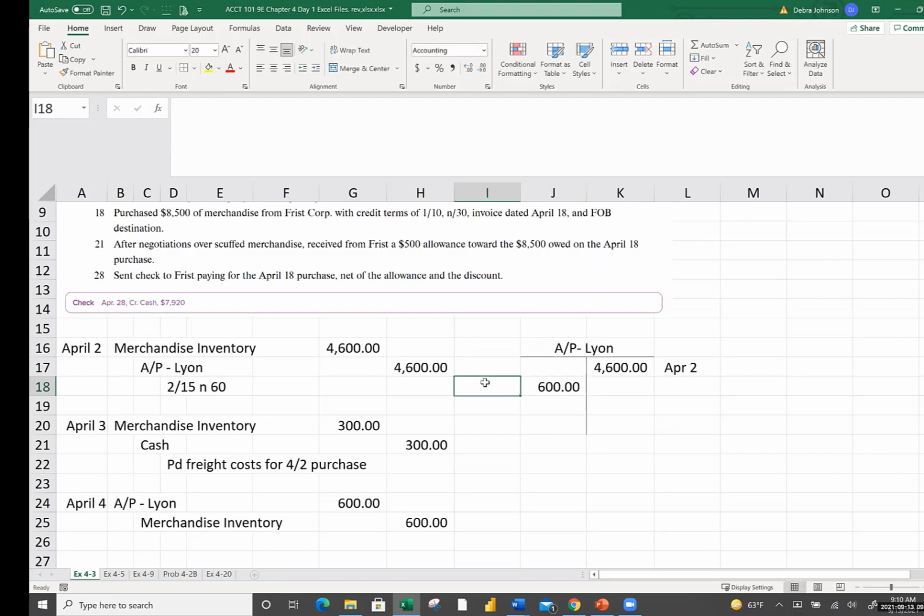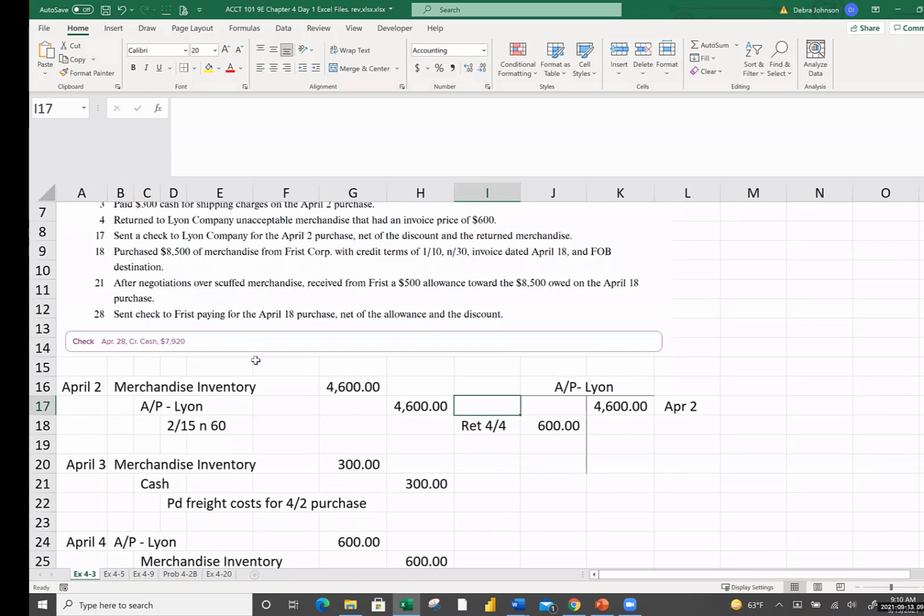That was a return on April 4. I'm just updating my little T account here because probably what's going to happen in a minute, we're going to pay for it actually. So any questions on the second, third, or fourth?